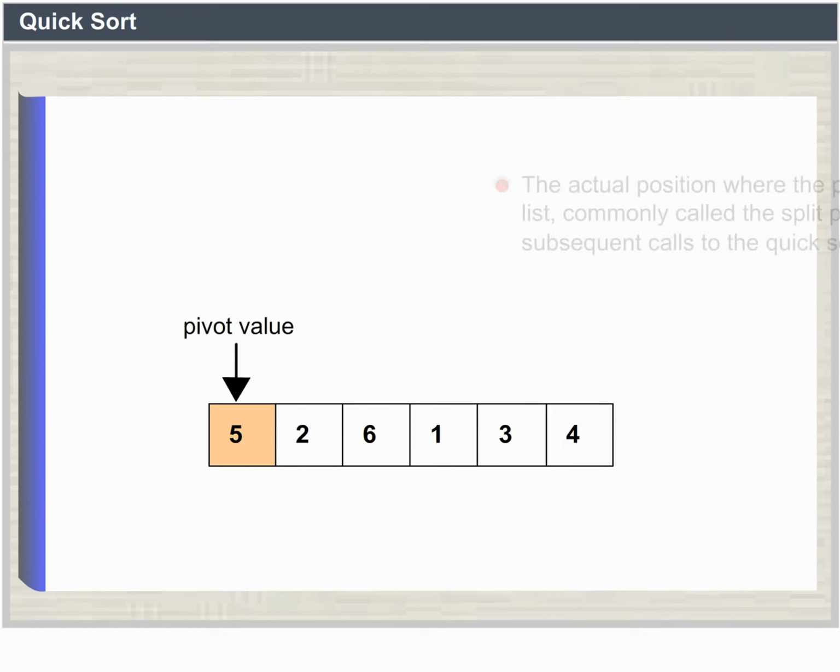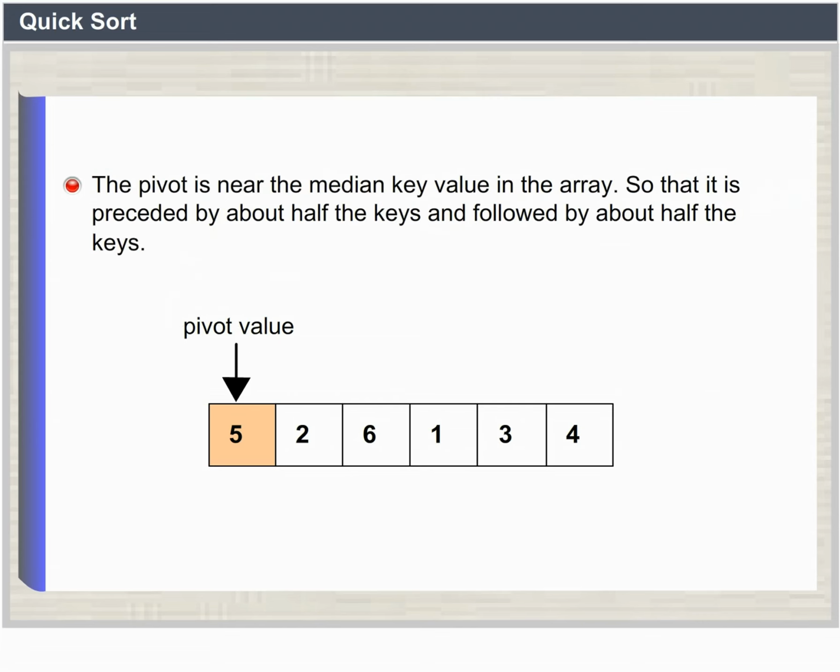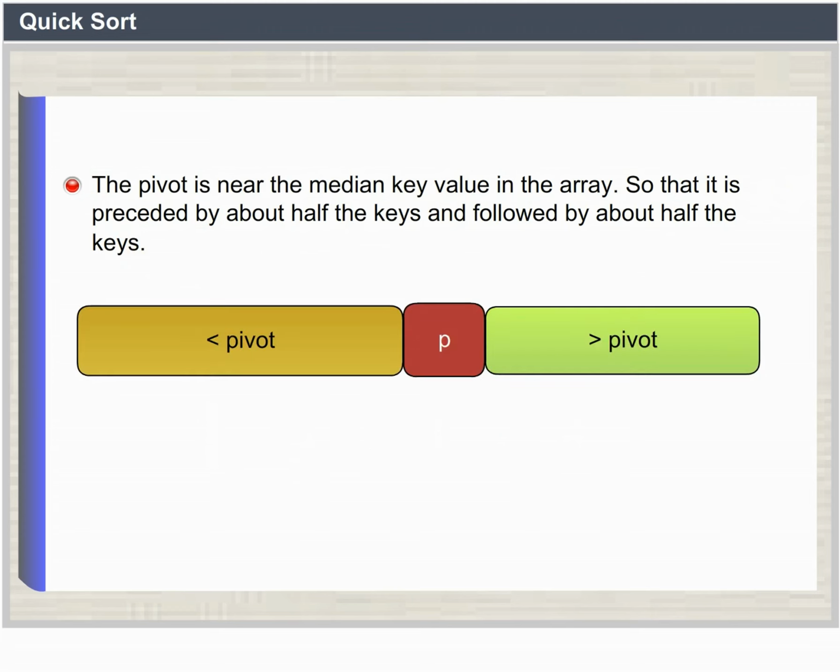The actual position where the pivot value belongs in the final sorted list, commonly called the split point, will be used to divide the list for subsequent calls to the quicksort. The pivot is near the median key value in the array, so that it is preceded by about half the keys and followed by about half the keys.